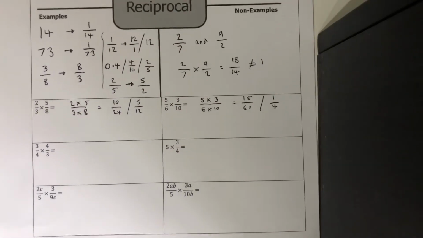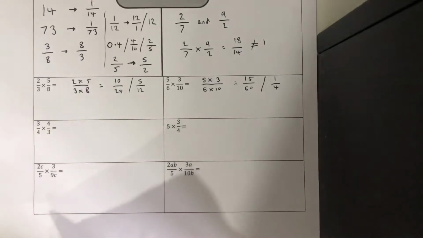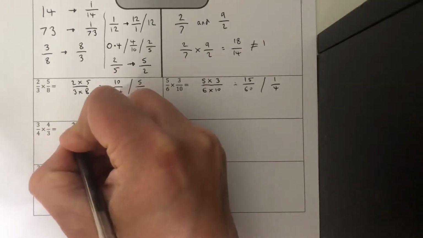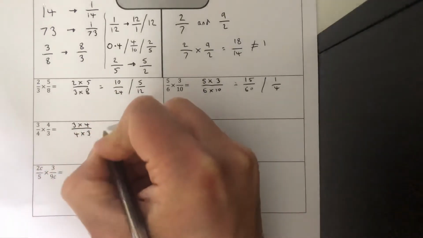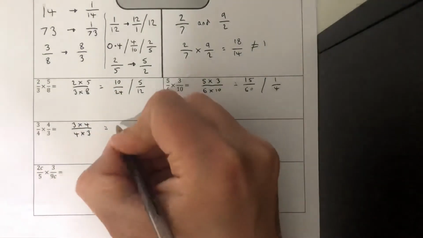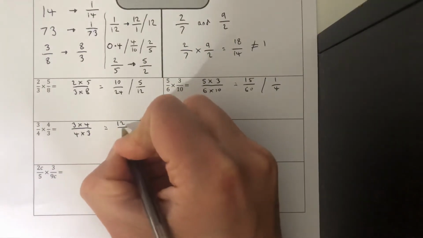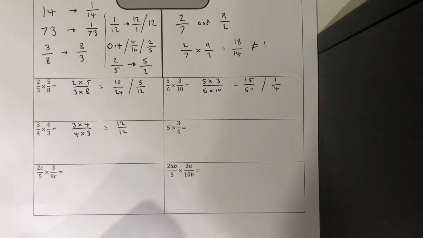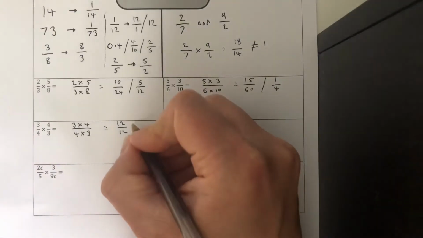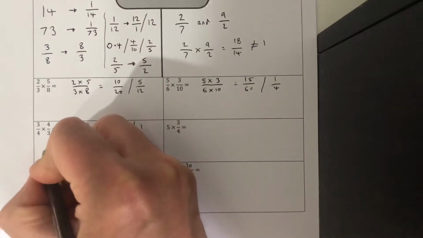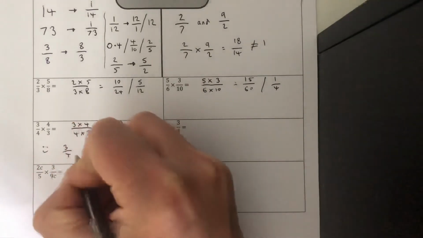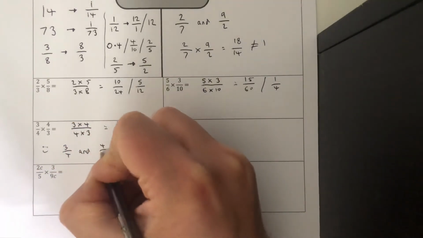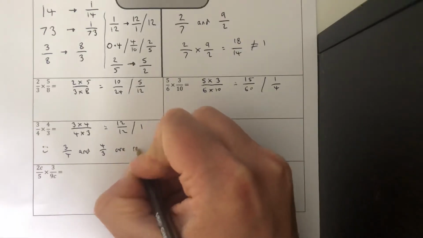Next one, 3/4 times 4/3. Let's do this. 3 times 4 on the top, 4 times 3 on the bottom. So 3 times 4 is 12. 4 times 3 is 12. Oh, hold on. 12/12. 12 divided by 12 is 1. And so this one here, they are reciprocals, okay? And so what we could say is 3/4 and 4/3 are reciprocals.